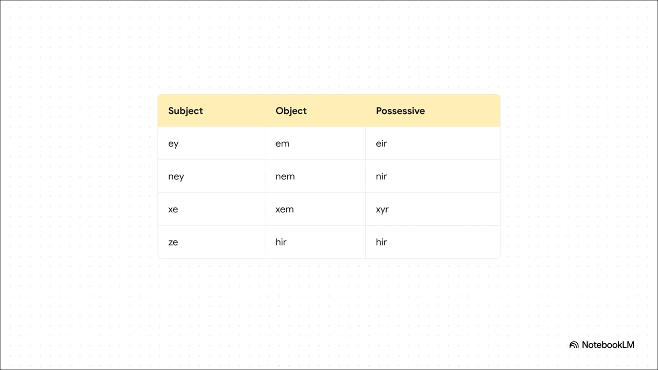And because language is inherently systematic, modern neopronouns like ze adapt right into our existing grammatical matrix. They neatly form object, possessive, and reflexive versions exactly like traditional pronouns do. For example, ze as a subject naturally becomes zem in the object form, zir as a possessive adjective, and zemself as a reflexive. It's a fascinating look at how grammatical structures easily adapt to accommodate new vocabulary.